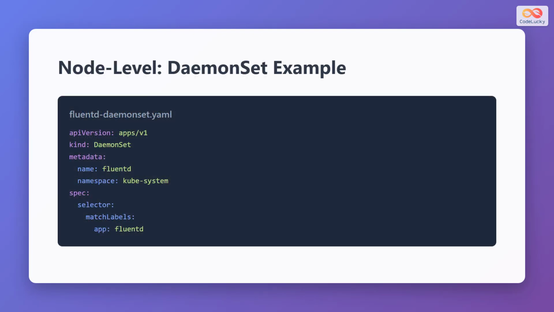Here's an example of configuring node-level logging using a DaemonSet. The API version is apps/v1, and the kind is DaemonSet. In the metadata section, we name it Fluentd and place it in the kube-system namespace. The spec section defines the selector with match labels using app: Fluentd. This configuration ensures that Fluentd runs as a daemon on every node, automatically collecting logs from all containers on that node.